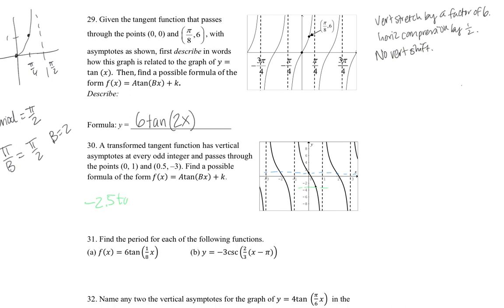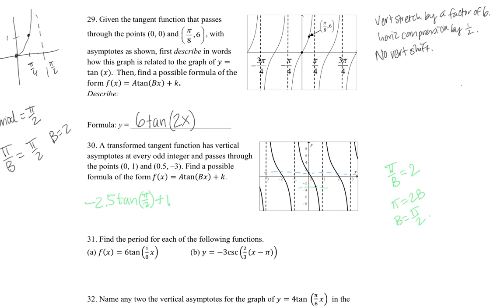-2.5 tangent, and then for B, we know that pi over B is equal to the period. Well, the period here is actually 2. So from -1 to 1, that's 2. And so I can solve that for B. So I have pi equals 2b, and then I can divide, and I get b equals pi over 2. Okay, so tangent of pi over 2 x, and then it shifted up 1, so plus 1. So that's the answer there.